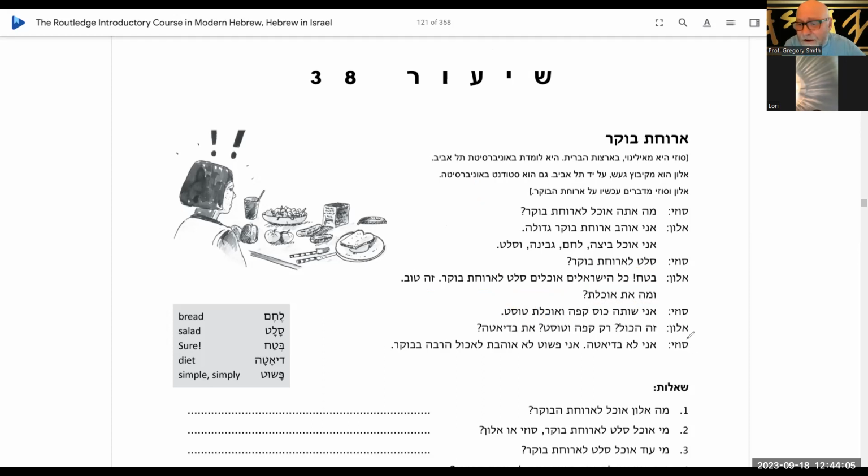Now, what is Elon saying? Zeh hakol, that's it? That's all you eat? That's what he's saying. Rak cafe, the toast, only coffee and toast? At bedieta. He says, are you on a diet? There it is right there. Dieta. At bedieta. Are you on a diet? That's diet. The word for diet in Hebrew is just a transliteration of an English word, so it sounds just like the English word pretty much.